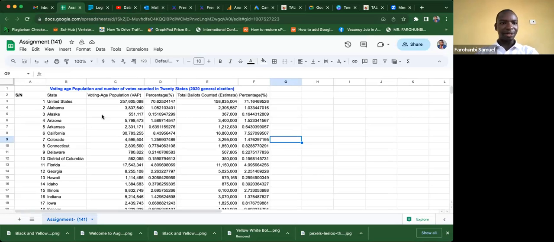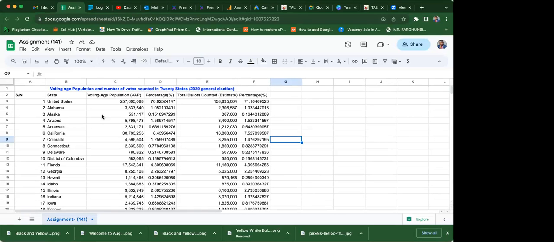So I believe you can see my screen now. Can you see my screen, everyone? You can see it. Okay, so this is someone's submission.